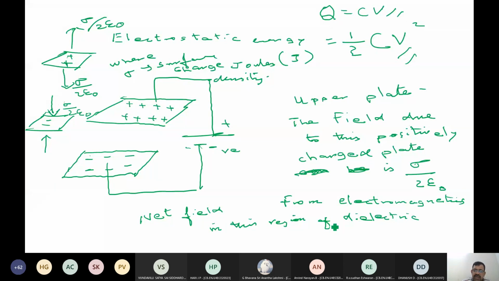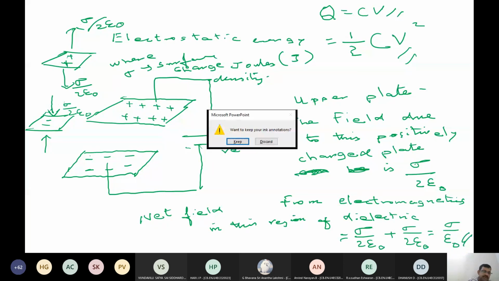So the net field in this region of dielectric is going to be sigma by 2 epsilon naught plus sigma by 2 epsilon naught. Magnitude wise I have to see, because all are in the downward direction. Alternatively, if I were to put minus sigma by 2 epsilon naught, then I will have to revert it to the different direction. So you have to be careful not to do the same thing twice. So you will get sigma by epsilon naught. Is that clear? I'll stop here. Okay, is that clear so far?